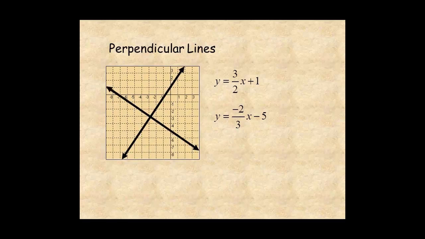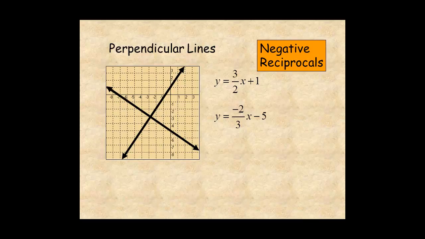Perpendicular lines are lines that intersect at a right angle, or a 90-degree angle. The slopes of perpendicular lines are negative reciprocals of each other. This means two things. First, they have opposite signs. One is positive and the other is negative. And second, they're reciprocals or inverses of each other. For this example, one is 3 over 2 and the other is 2 over 3.